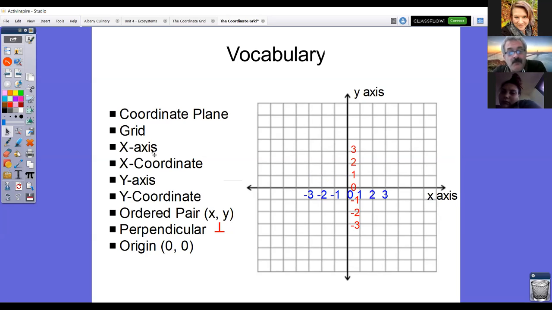So it's broken up into the x-axis, which is perpendicular to the y-axis. It's the horizontal axis. The x-axis is always going to be first, always going to be horizontal. When we're talking coordinates, the x-coordinate is always going to be in the first term. Our y-axis is going to be the vertical. And notice again on here, where these two lines intersect, it's going to be called the origin, because it's zero here for the x-axis and the y-axis.